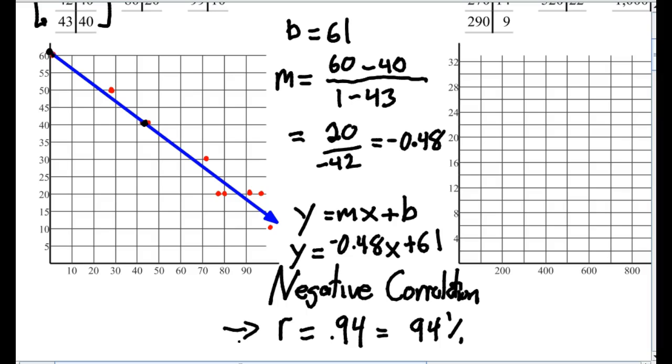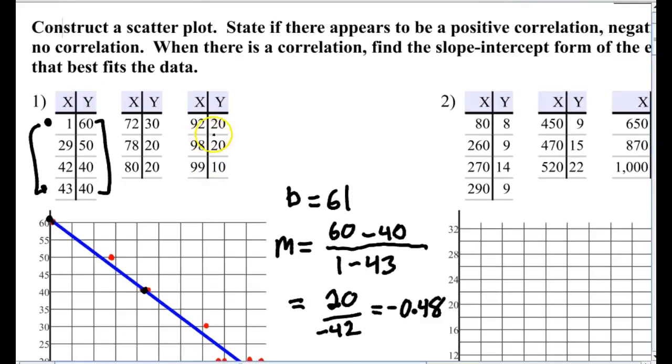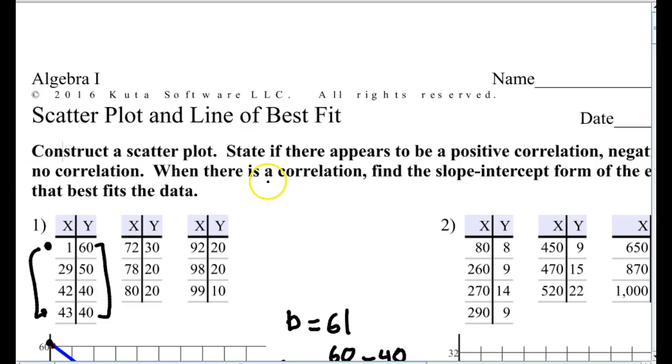On the review, it does ask for you to make a scatter plot, approximate what the R is. Make sure you know what the R value stands for. It's the percentage of accuracy. Okay, it has percentage interpretation. So that is a scatter plot. Now notice how it says when there is a correlation, that means positive or negative. So when there is a positive or negative correlation, that's when you have to find this.